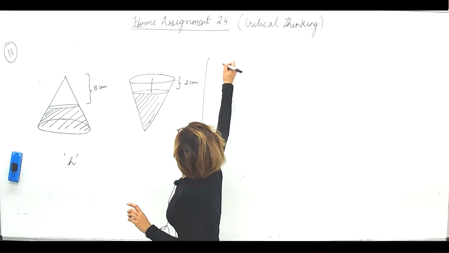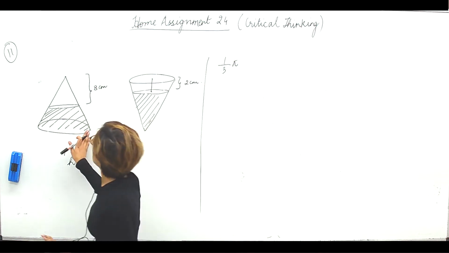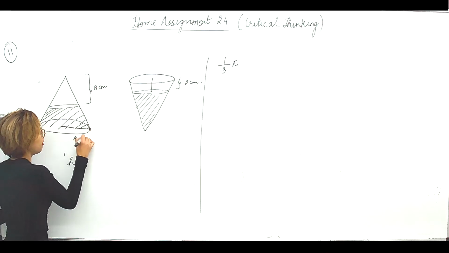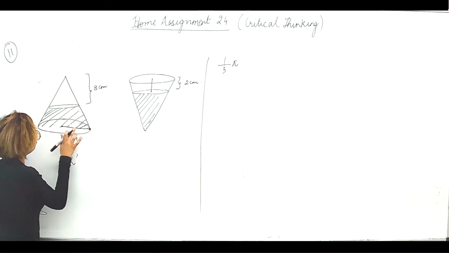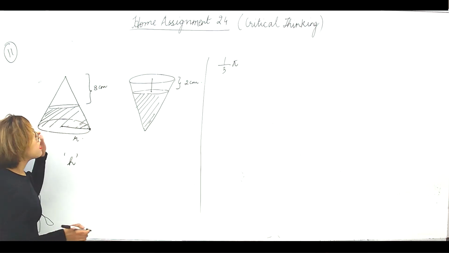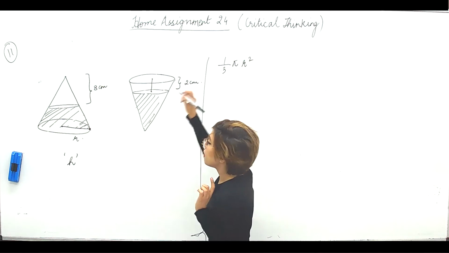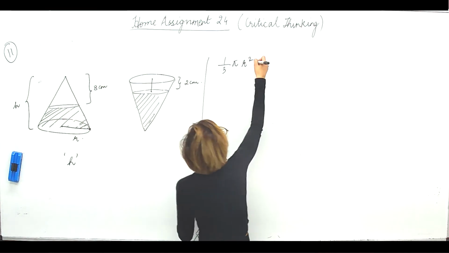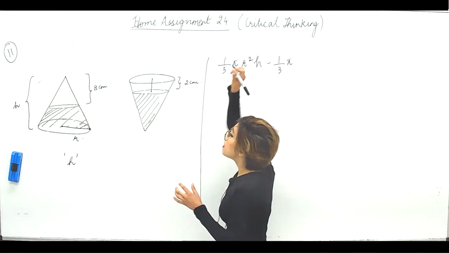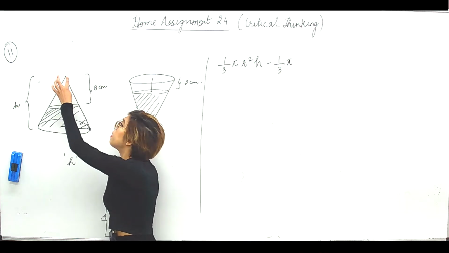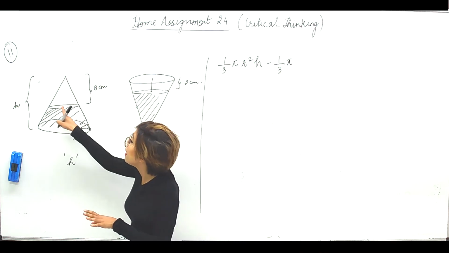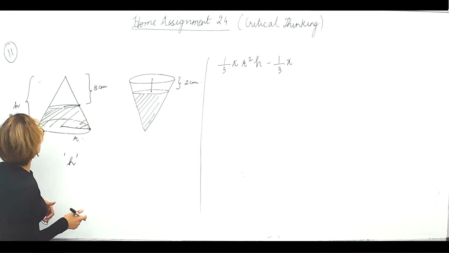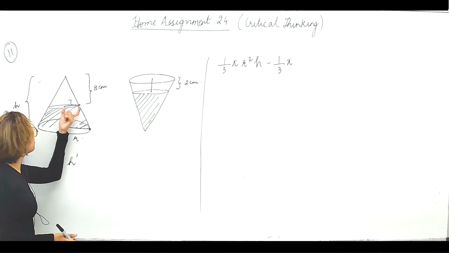So the volume of the bigger cone is 1/3 pi r squared h. Let the radius of the cone be small r, and the entire height is h. Minus 1/3 pi times the volume of the smaller cone. I have to write the radius of this. Let it be a question mark. I am interested in this length.